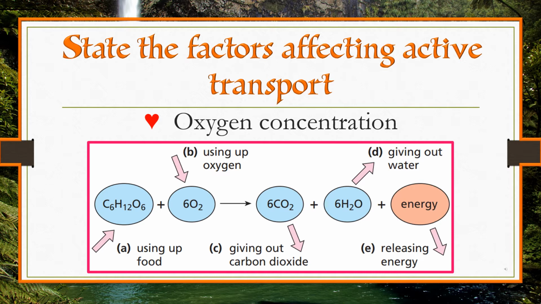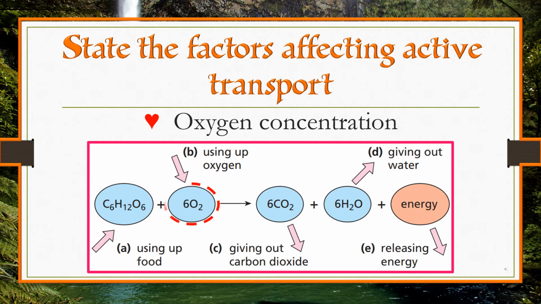We know that active transport uses energy, and that energy is obtained from oxidation of glucose in the presence of oxygen to give us carbon dioxide, water, and energy, which we use in active transport. So oxygen is very important because it is the one which oxidizes glucose.